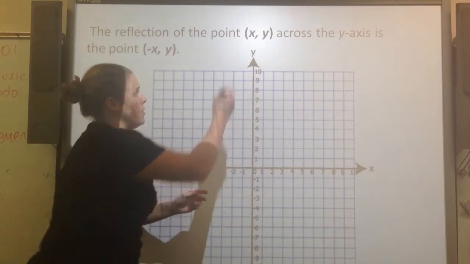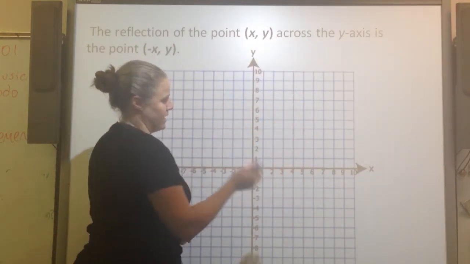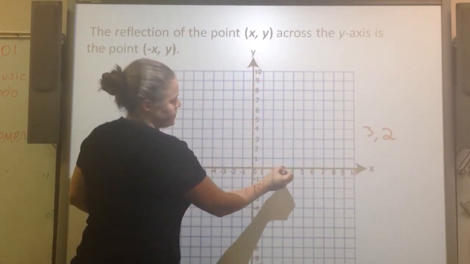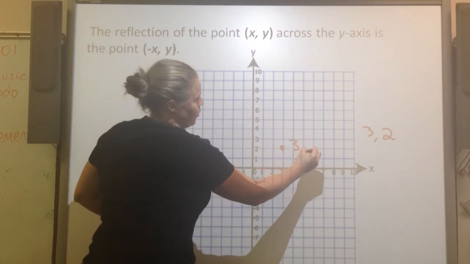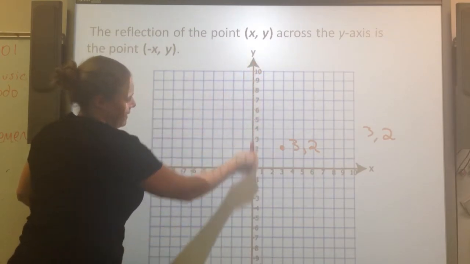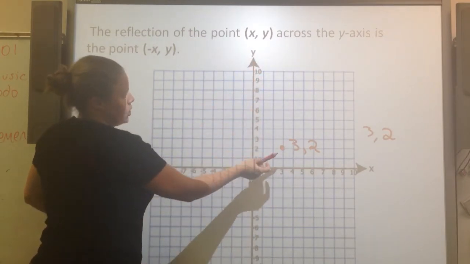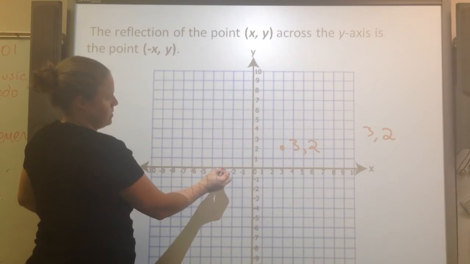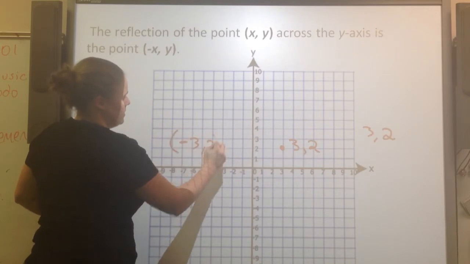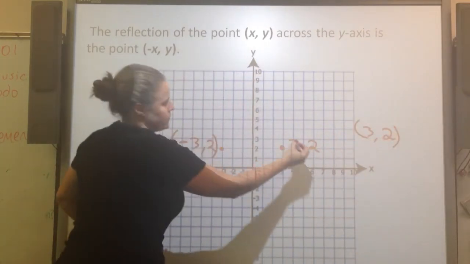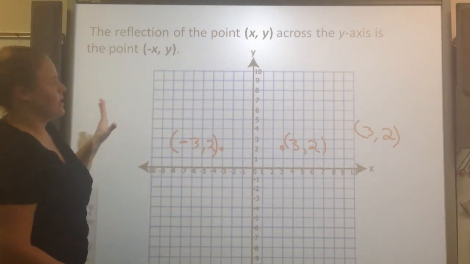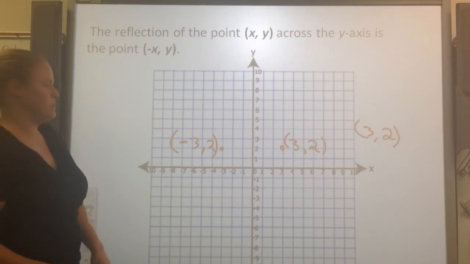So if we have positive coordinates, for example (3, 2), I go over 3 and up 2. This is my original point, and I want to reflect it across the y-axis. I'm reflecting across this, so I go negative 3 and up 2. That's the reflected point. Originally it was positive 3, now it's a negative 3 because you're going across the y. Again, you don't have to take notes yet. We're going to do some examples in a second.